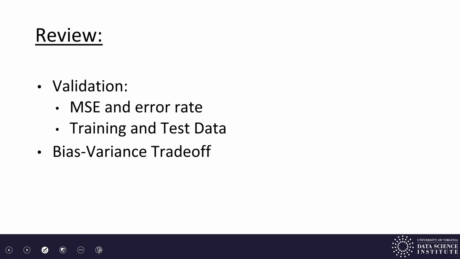Review of the things we've discussed in this video. First, we talked about validation. We talked about mean squared error and error rate. Those are our ways of measuring validation for regression and classification. Then we talked about training and test data and the importance of checking your validation on your test data, not your training data. And then we talked about the bias variance trade-off. The bias variance trade-off is something that's going to come up a lot in this course. We talked about it rigorously in this section, although we'll often talk about it more conceptually in helping us understand different models. Thank you very much.